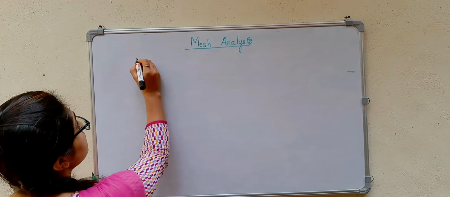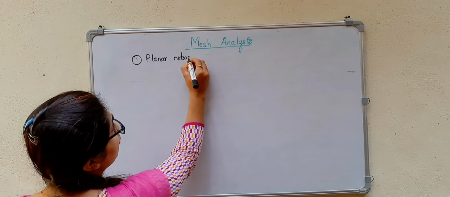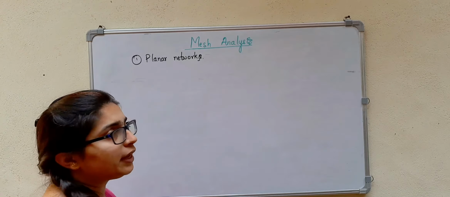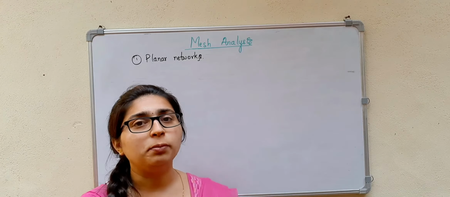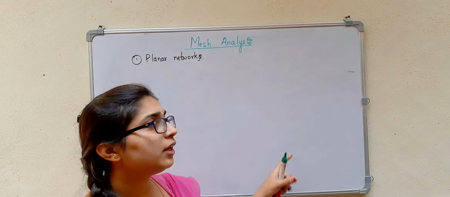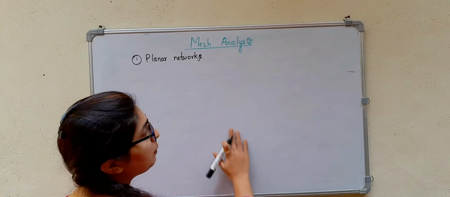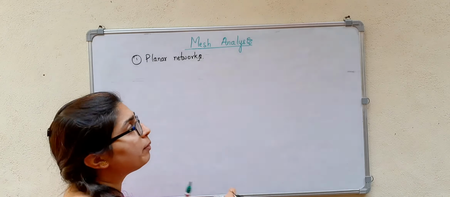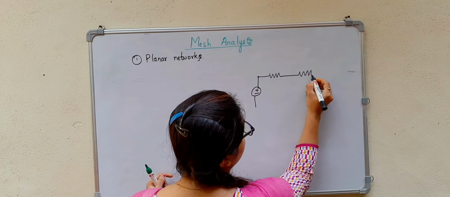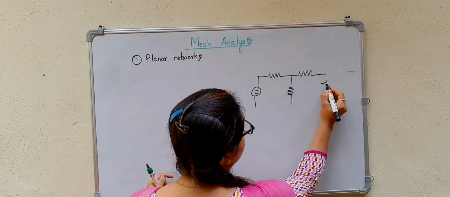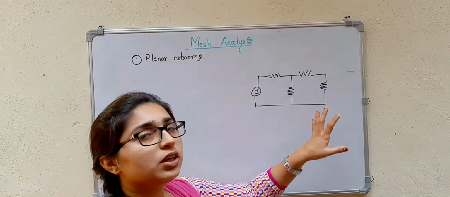This mesh analysis is applicable only for planar networks. It is not applicable for non-planar networks. Planar networks are those networks which do not contain any crossover branches, and they can be drawn on a plane without having any crossover branches. So if you have a circuit like this, then this can be called a planar network. It does not have any crossover branches.